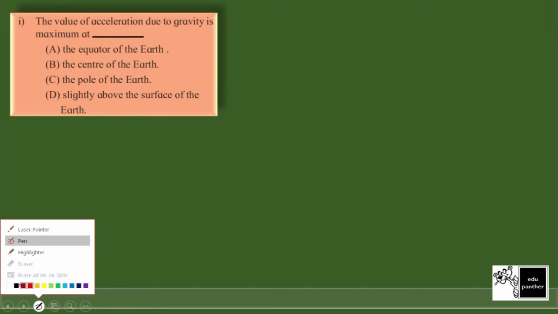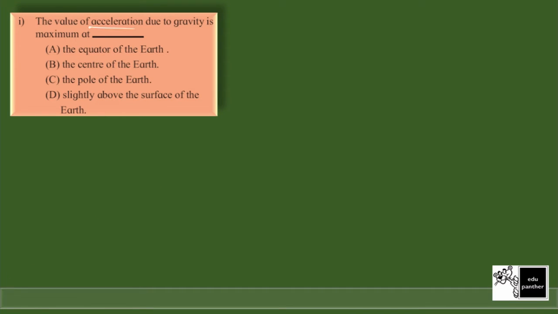Now first MCQ is what? The value of the acceleration due to gravity is maximum at. So where will you get maximum acceleration due to gravity? Options are at the equator of the earth, at the center of the earth, at the pole of the earth, or slightly above the earth's surface. So basically this option will be wrong because slightly above the earth's surface.